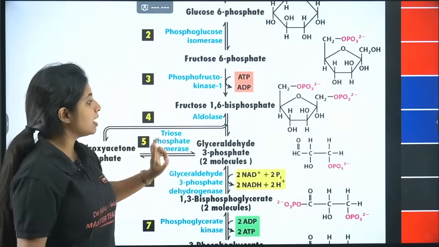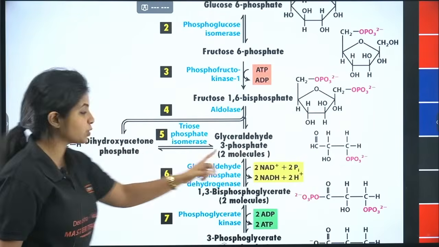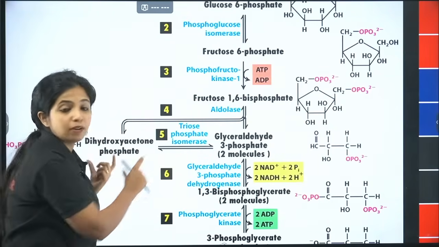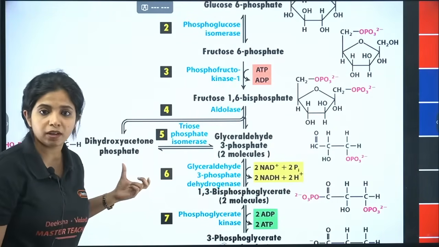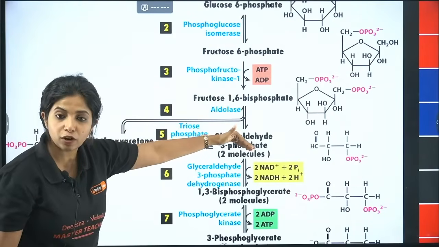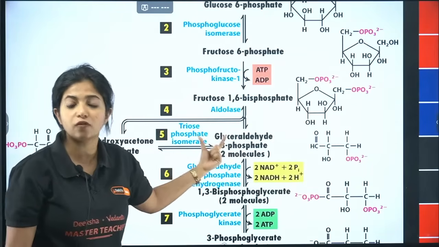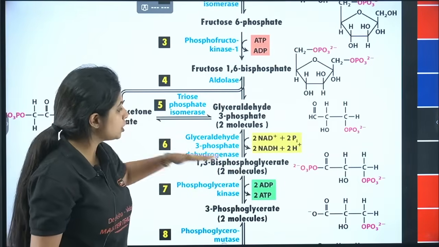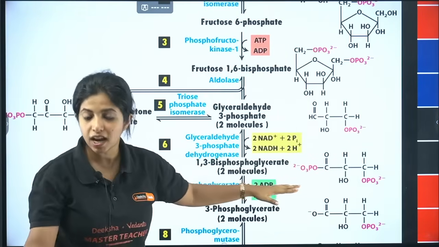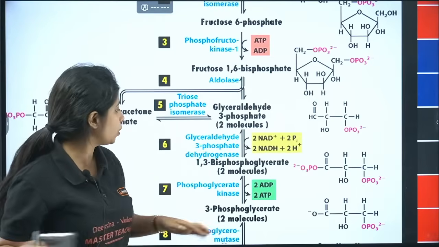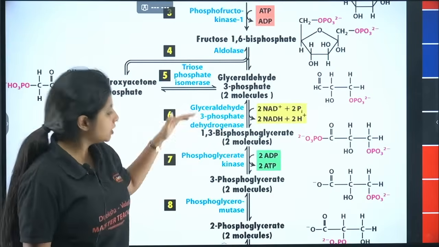Now this particular thing divides into two things, glyceraldehyde 3-phosphate and dihydroxyacetone phosphate. Both of them are 3-carbon compounds. But I just need this, not this one. So I'll convert it into glyceraldehyde 3-phosphate. That means now I have 2 molecules of glyceraldehyde 3-phosphate. Got it? This glyceraldehyde 3-phosphate converts into 1,3-bisphosphoglycerate. From 1,3-bisphosphoglycerate, you are going to get 3-phosphoglycerate.